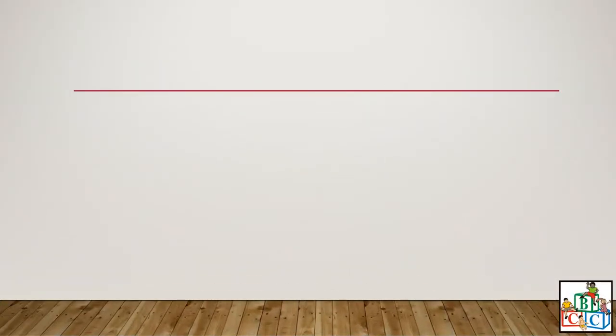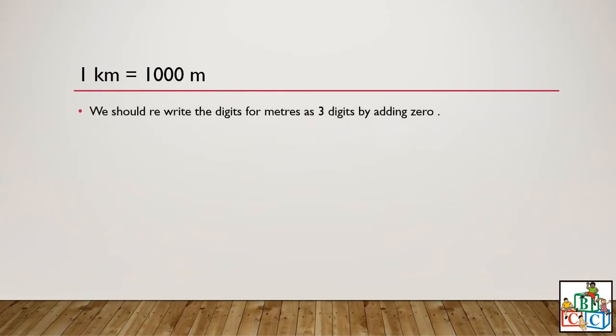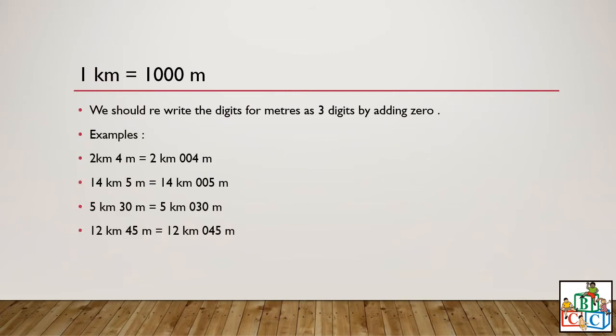Okay, let's take a look at some examples. As you already know, 1 kilometer is 1000 meters. We are going to see some examples like we just saw on page 98. We should rewrite the digits for meters as 3 digits by adding 0. For example, 5 meters, you're not going to write 5 and then 2 zeros, but 005 meters. Let us see some examples.